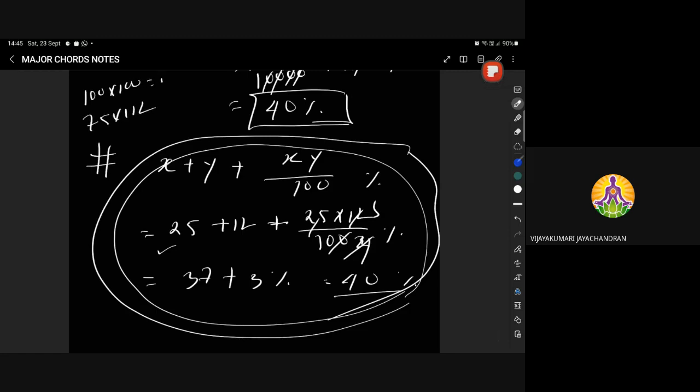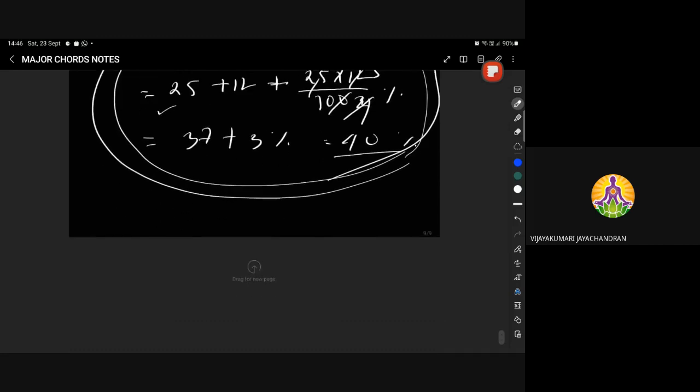Previously this was 10,000. This will be 75 into 112. Whatever it gives you. So it will give you 8,400. So there is a loss of 1,600. Out of 10,000, so 16% loss it will give you. So first we can put minus 25 like that.